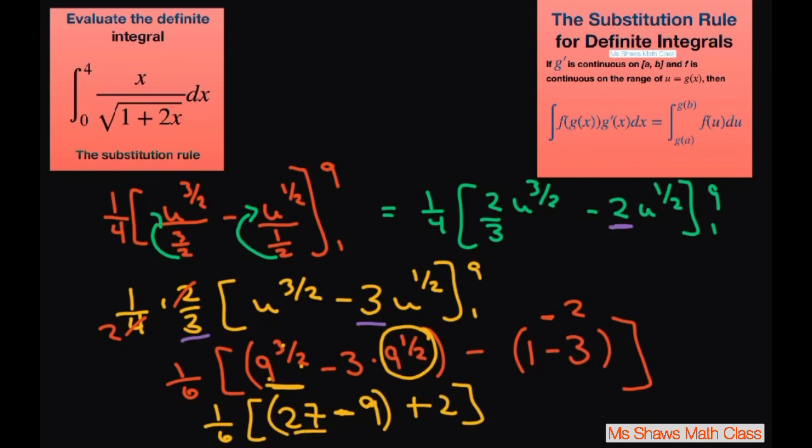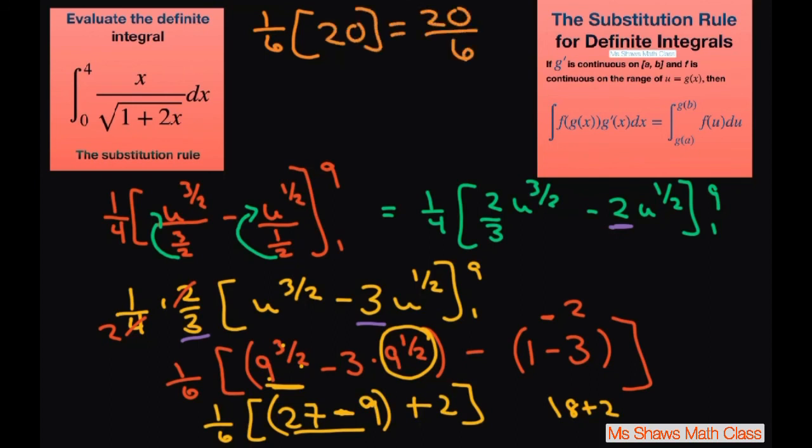So when you take care of this, we're going to get 1/6. This is going to be 18 plus 2. So we're going to get 1/6, and we have 18 plus 2, that's going to be 20. So that's 20 divided by 6, and that also reduces to 10 divided by 3. And that is your final answer.